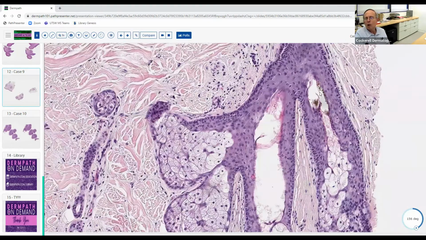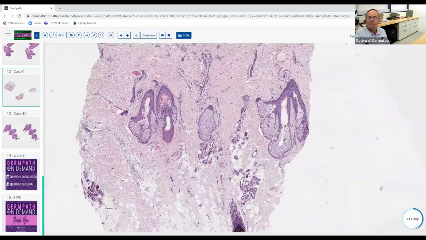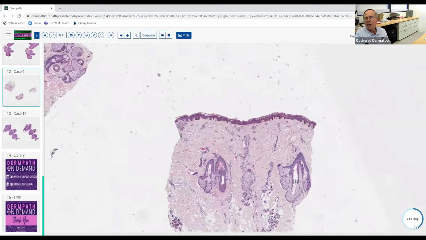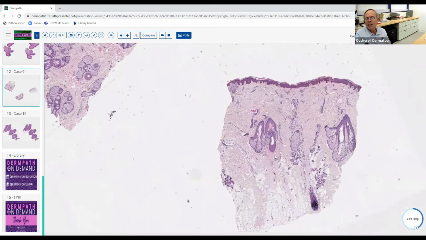So this was trichotillomania. Now, one thing that we see in patients that have alopecia areata, and we didn't see that here, but it's not uncommon to see it in patients that have alopecia areata.